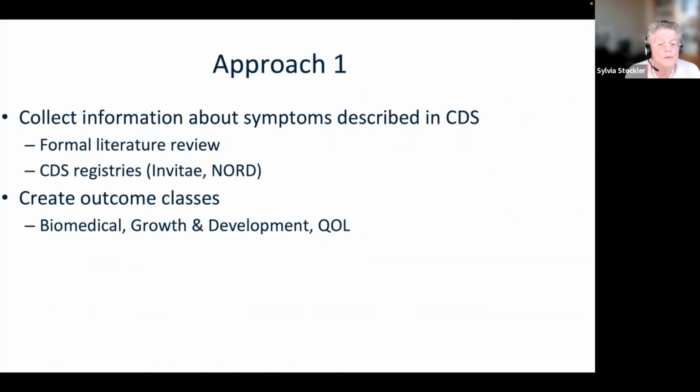And we also will look into the registries for creatine deficiency syndromes, because they also provide a lot of information, which not necessarily might be captured completely in the literature that has been published. And then, when we have all that information, we will create those classes, those categories. So we will assign everything that we find: is it more biomedical? Is it more growth and development? Is it more a quality of life outcome? So that we already at the beginning can assign what we find in the literature to these categories. Next one.